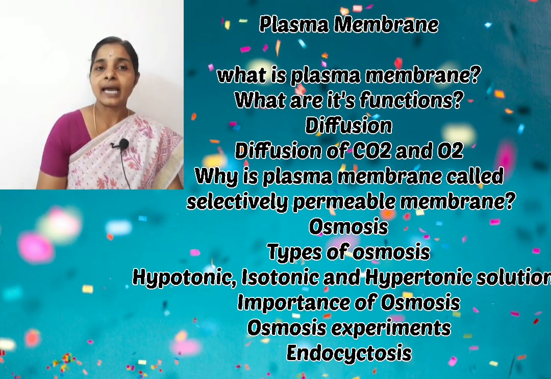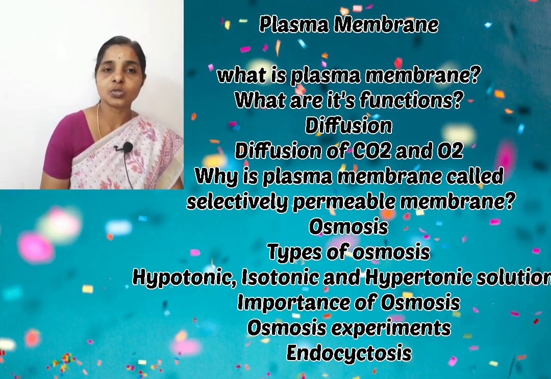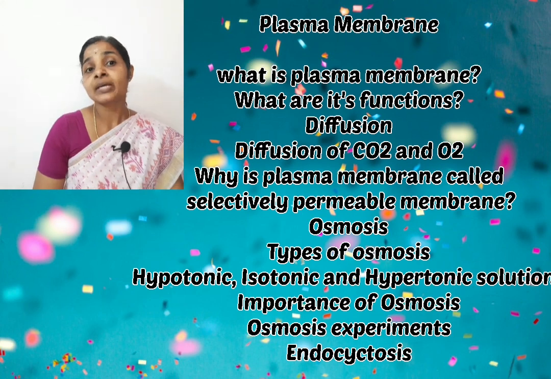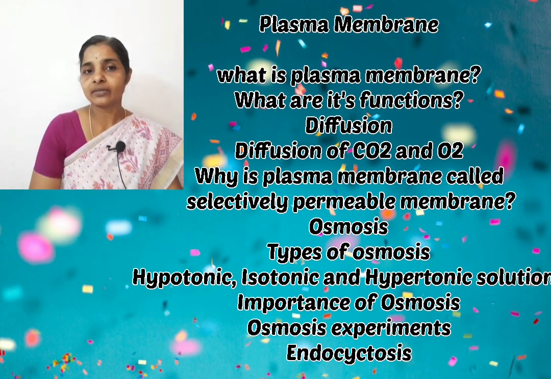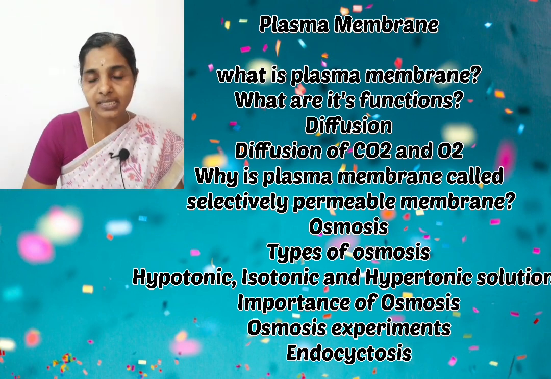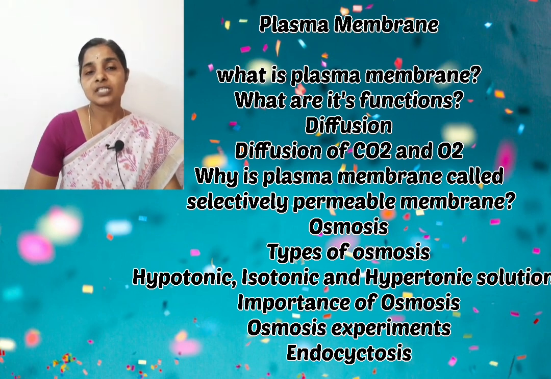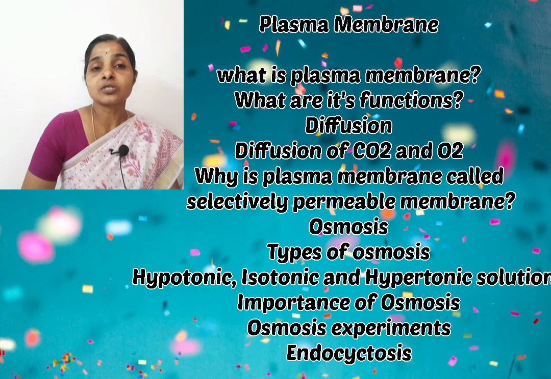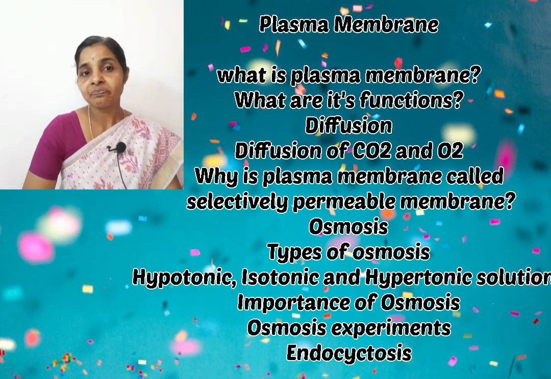Then we looked at the activities, osmosis with an egg and osmosis with dry raisins. And finally we concluded with endocytosis, that is, how the flexibility of the plasma membrane helps in capturing food in amoeba, and that process is called endocytosis.